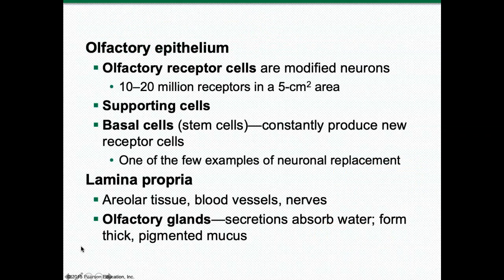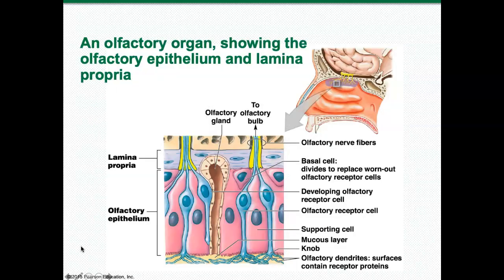The olfactory receptor cells are modified neurons. There's 10 to 20 per 5 centimeter squared area. There's support cells, and there's basal cells or stem cells that will constantly be reproduced. This is one of the few examples of neuronal mitosis. The lamina propria is the underlying areolar tissue that carries the blood vessels and nerves. And olfactory gland secretions absorb water, forming a thick, pigmented mucus. And so this is showing the olfactory epithelium and the lamina propria.